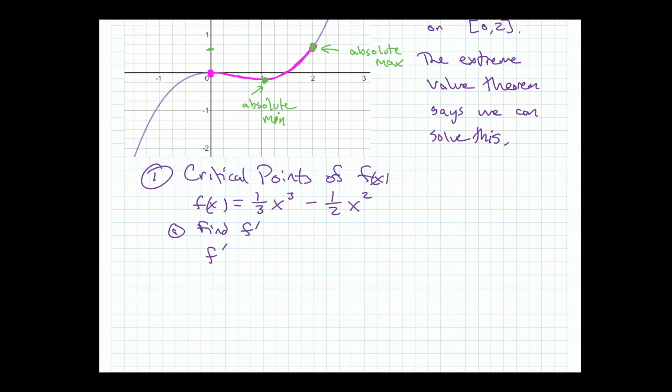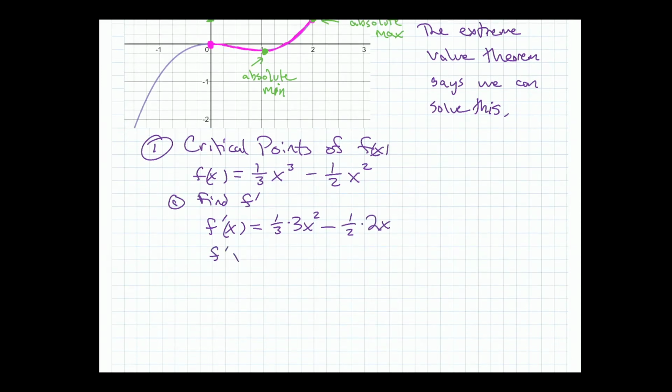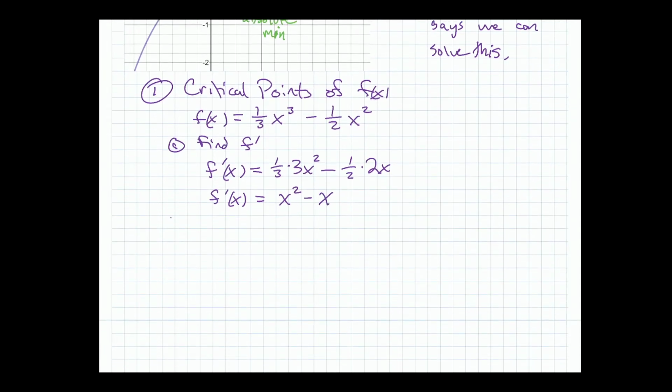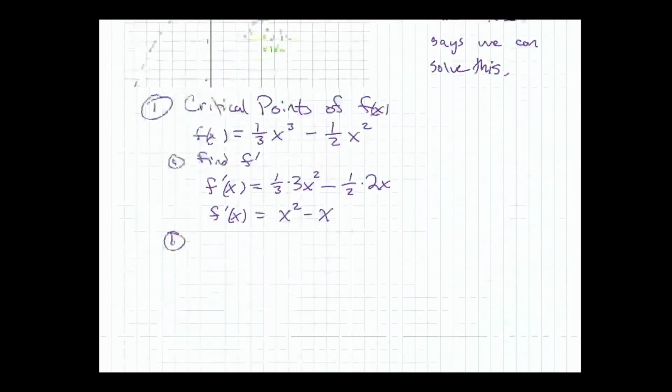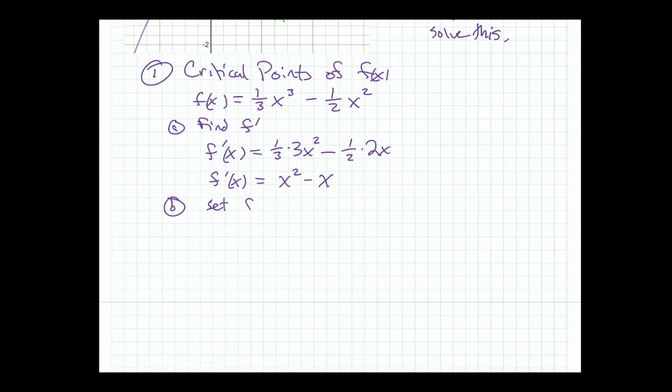So we are going to find f prime. This is just very straightforward power rule. We bring the 3 down in front, so we get 3x squared, and on the other one, we bring the 2 down in front, we get 2x. So I have f prime of x equals x squared minus x. What am I going to do with f prime? I'm looking for two things: where is it 0 and where is it undefined. Set f prime of x equal to 0, so 0 equals x squared minus x. Solve for x.